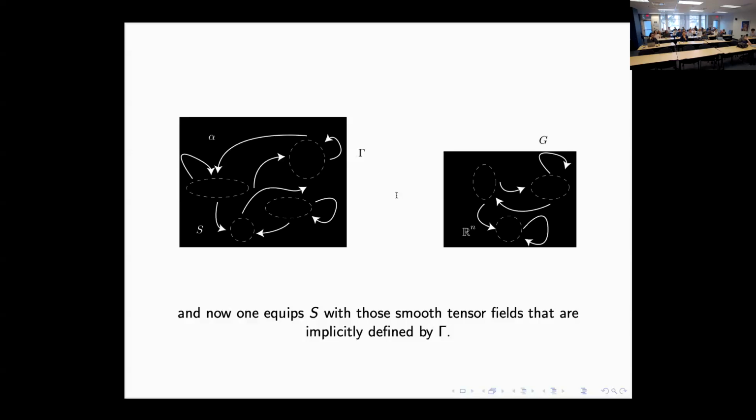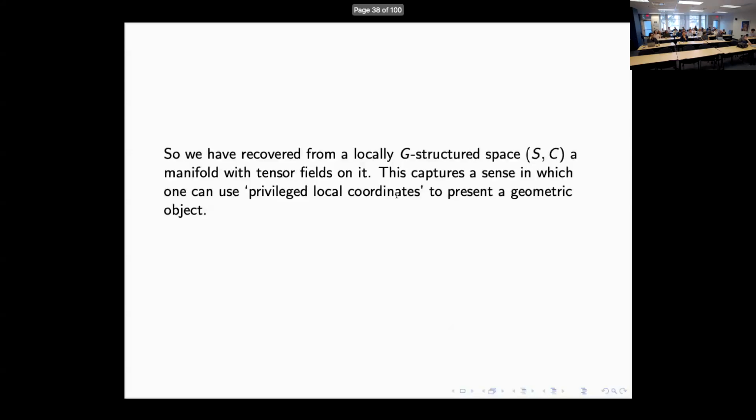And now, you guys, we've done it. We have a smooth manifold with some structures defined on top of it. So question 1 is answered in a particularly natural way. We've recovered from a locally G-structured space a smooth manifold with some tensor fields on it. And this captures a sense in which one can use privileged local coordinates in the framework of locally G-structured spaces to present a geometric object. So we have a recovery procedure.